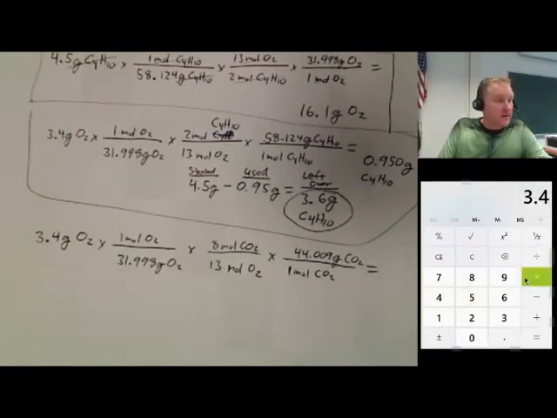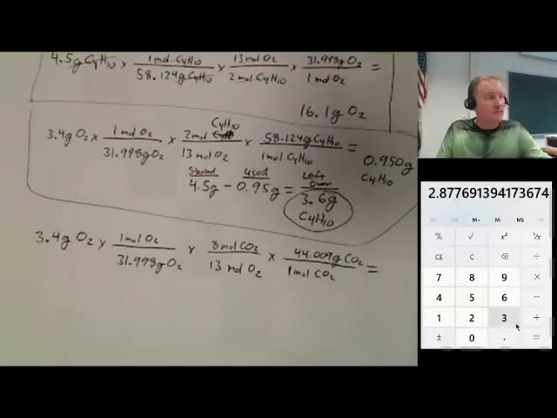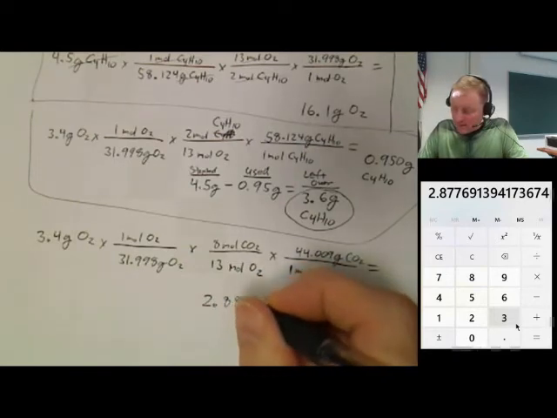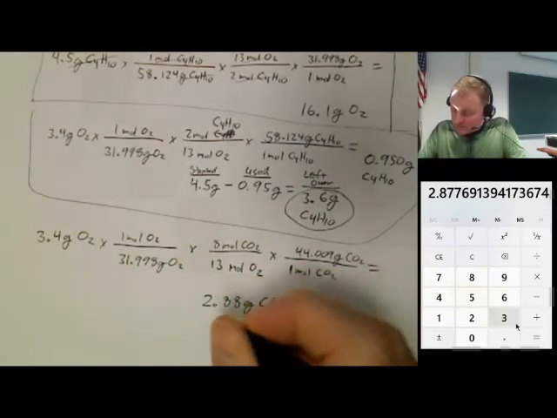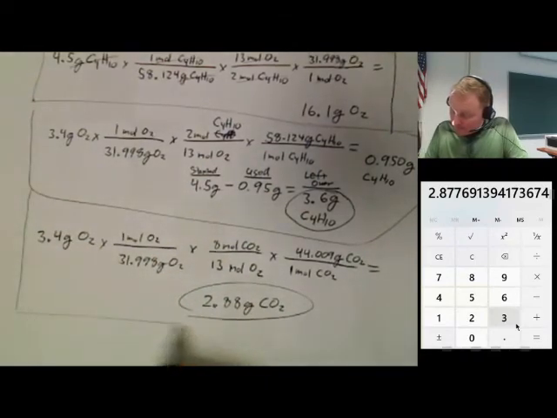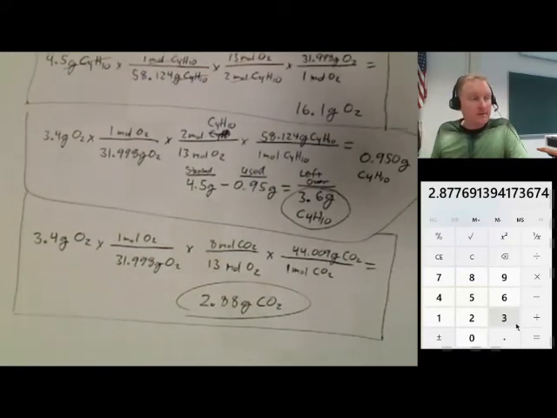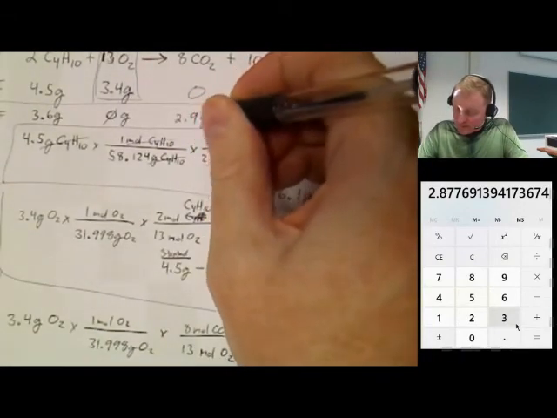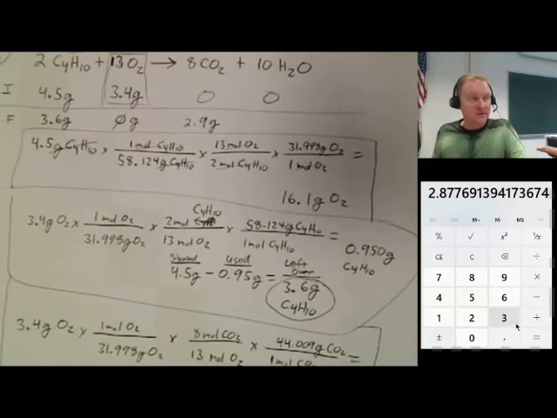3.4 divided by 31.998 times 8 divided by 13 times 44.009. 2.88 grams of CO2. And that would be for this one here. So this is going to produce 2.9 grams with 2 significant figures of CO2.